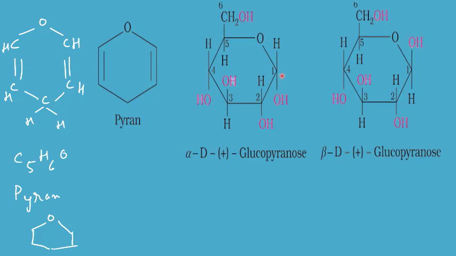Here the numbering is given from here 1, 2, 3, 4, 5. This is the sixth carbon atom. So here see these two structures. In the number one carbon in alpha D glucopyranose, the OH group is present down below the plane of the molecule, whereas here the OH group is present above the plane of the molecule. Therefore, this is alpha D plus glucopyranose and this is beta D plus glucopyranose. And these structures were given by a scientist known as Haworth.